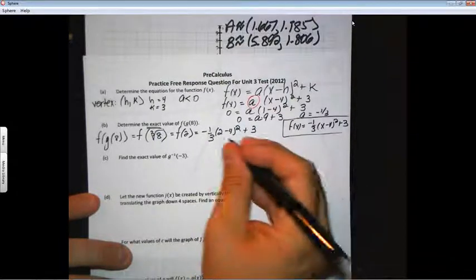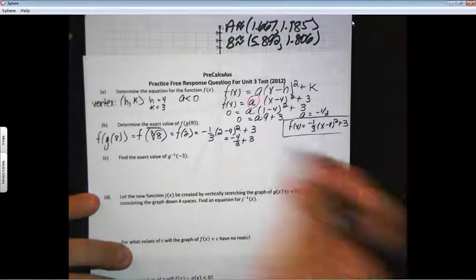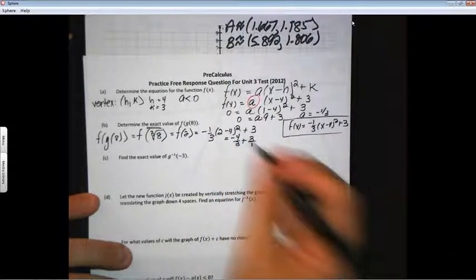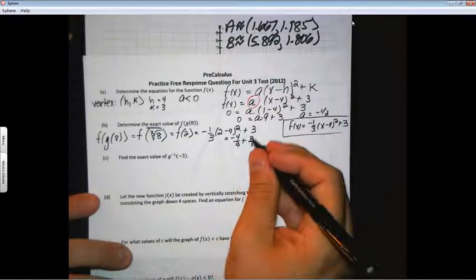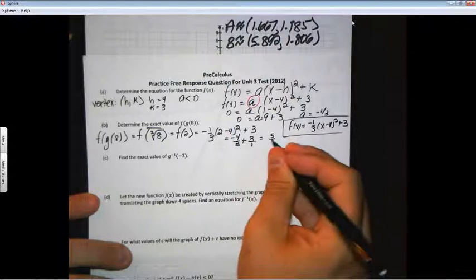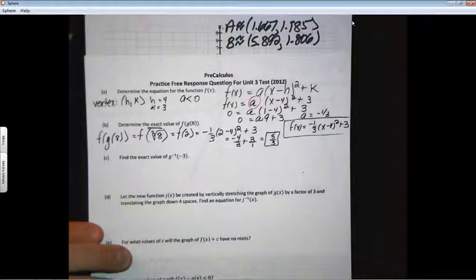Well, the cube root of 8 is 2. To find f of 2, we're going to have negative 1/3 times (2 minus 4) squared plus 3. 2 minus 4 is negative 2. Negative 2 squared is 4. Negative 1/3 times 4 gives me negative 4/3 plus 3.